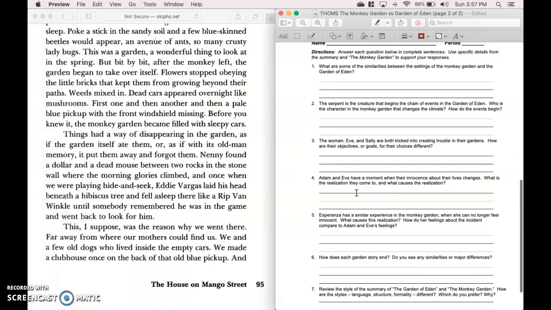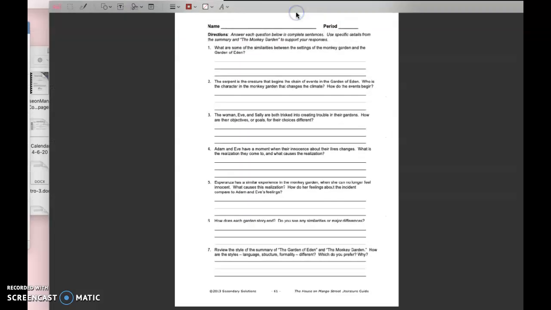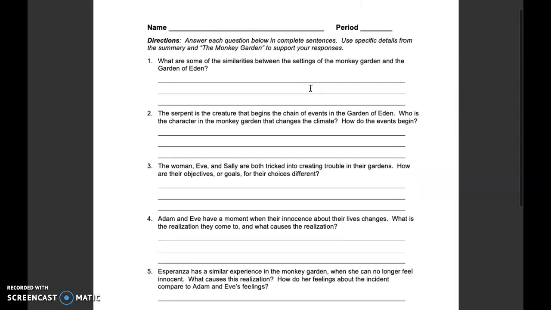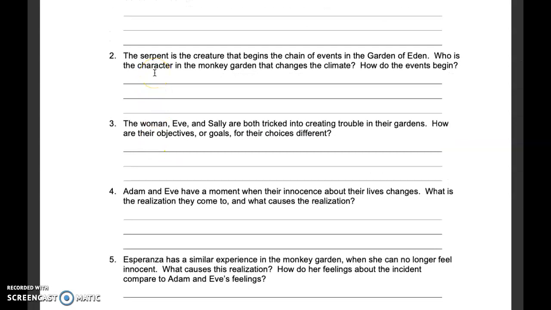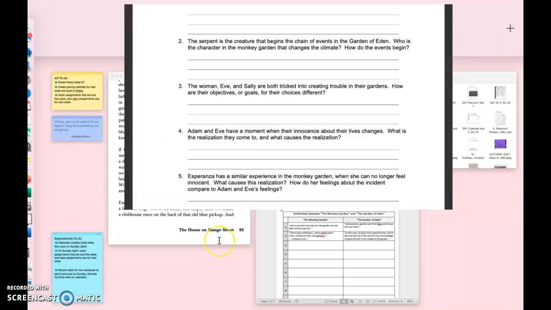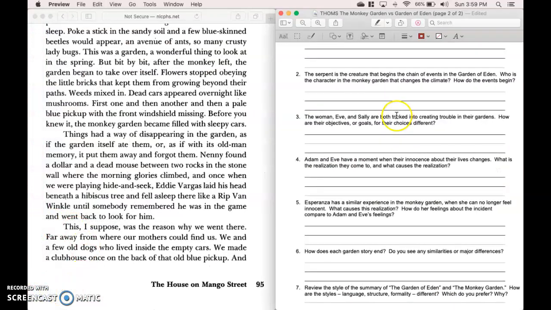Once you are finished showing the similarities, there are 7 different questions here that you're going to answer. As you answer them, I want you to use specific details from the Monkey Garden to support your response. Okay? Number 1. What are some similarities between the setting of the Monkey Garden and the Garden of Eden? Number 2. The serpent is the creature that begins the chain of events in the Garden of Eden. Who is the character in the Monkey Garden that changes the climate? Just like the snake changes the story in the Garden of Eden, there is a character in the Monkey Garden who changes the way that people view the garden. 3. The woman Eve and Sally are both tricked into creating trouble in their gardens. How are their objectives or goals for their choices different?